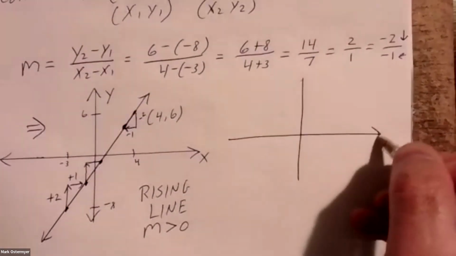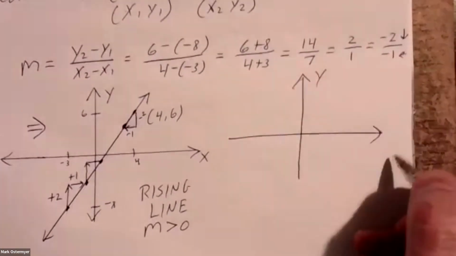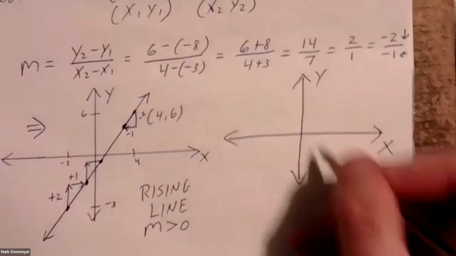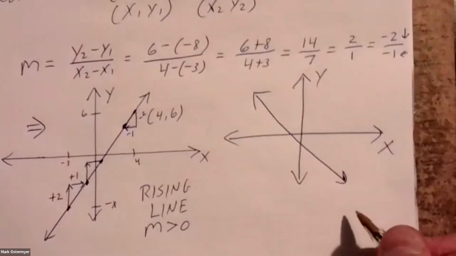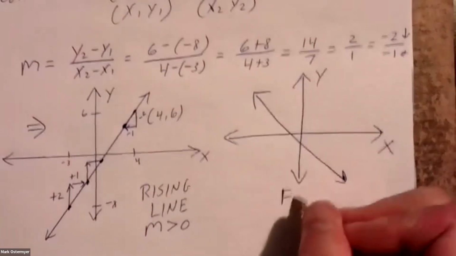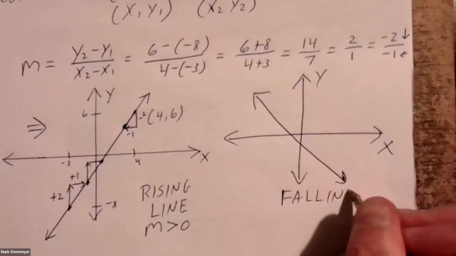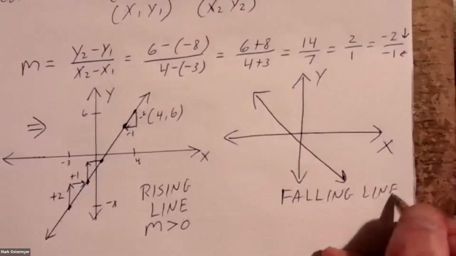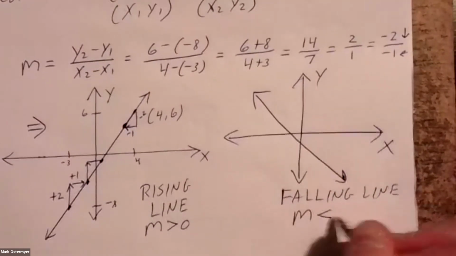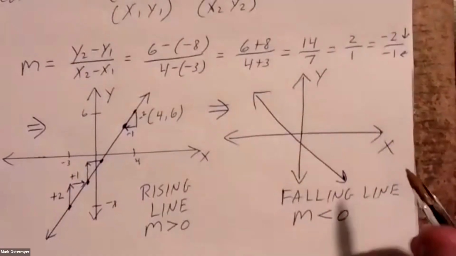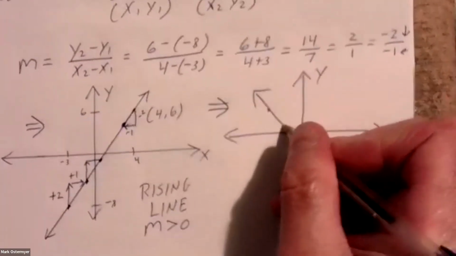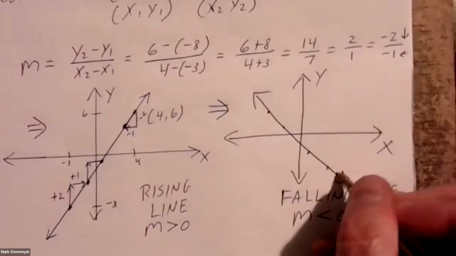Now, if I graphed a linear function in the XY plane, and let's say its graph looked like this. Well, this would not be a rising line. Now, this would be an example of a falling line. And falling lines always have negative slopes. Because as we progress from left to right, we're not rising on the line, we're falling down on the line.